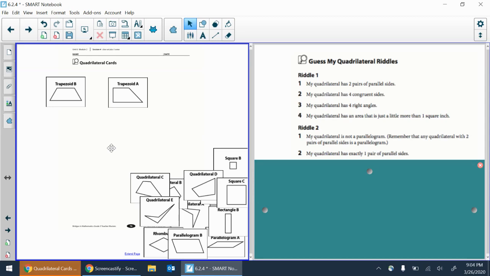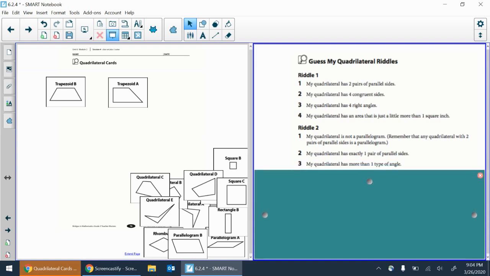All right, let's see. Clue 3. Now remember, we have 4 clues, so we'll see what clue 3 brings us. My quadrilateral has more than one type of angle. So let's look at trapezoid B. Does it have more than one type? Yes. The bottom has acute angles and the top are obtuse. So that one matches. That one works. Trapezoid A, we have our right angles here. We have an obtuse angle up here, and we have acute down here. So they have all 3. So either one of them will still work. So I'm not going to be able to figure out what it is yet. We got to move on to clue number 4.